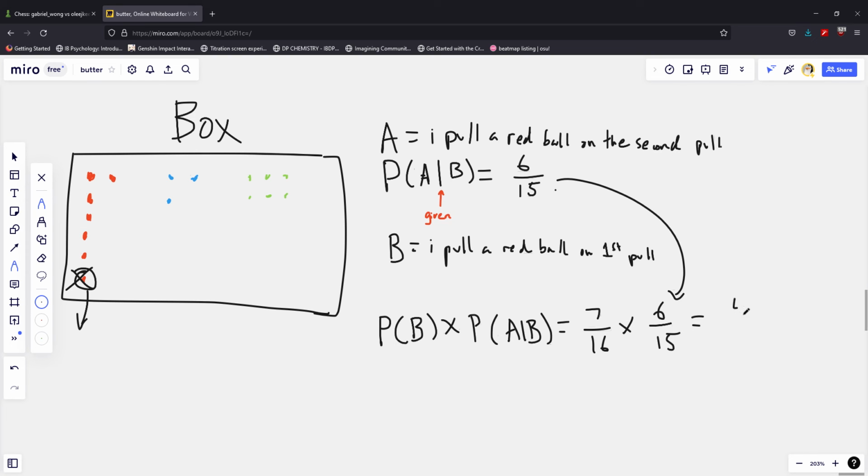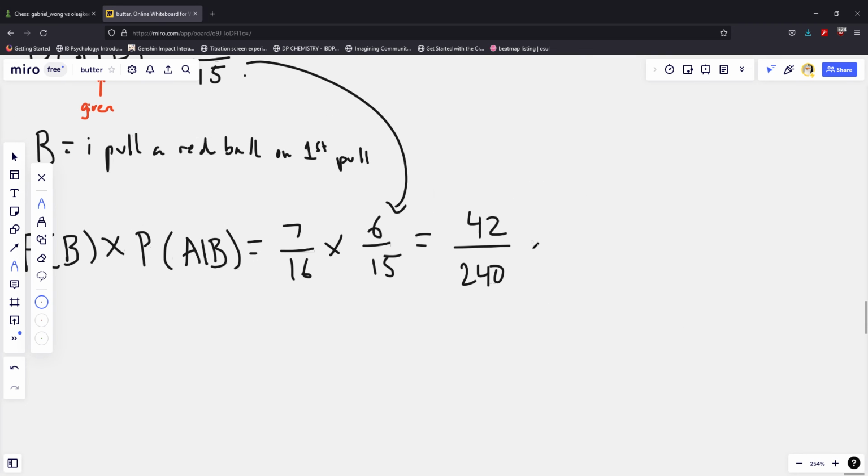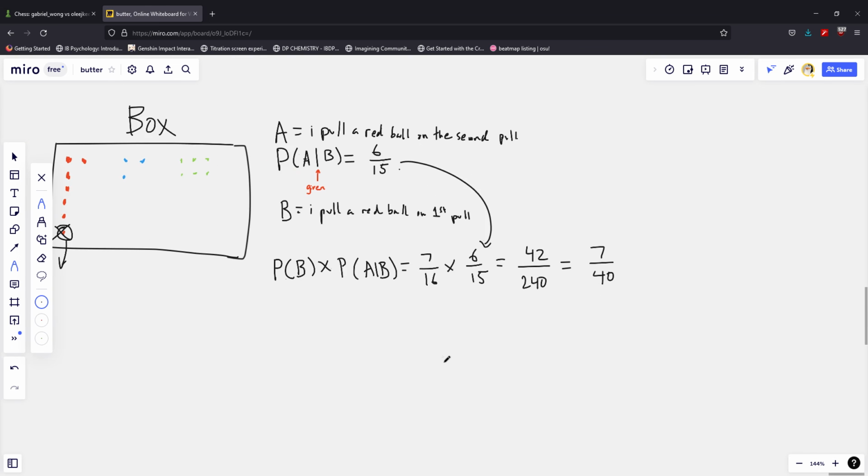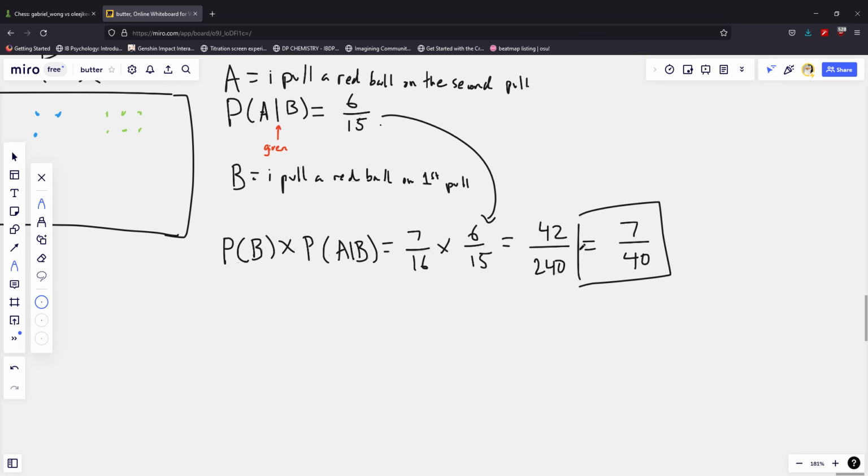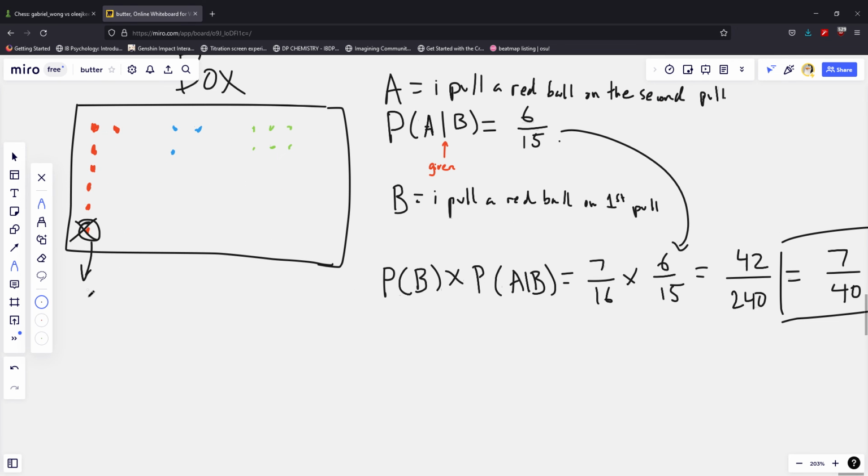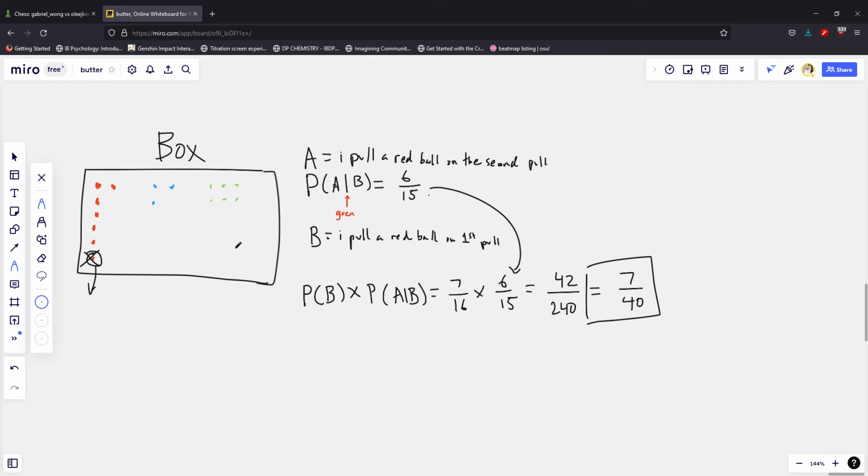So 7 times 6 is 42. 15 times 16 is 15 times 15 plus 15, which is 240. And this is going to simplify, dividing by 6, to 7 over 40. So this is the probability that first I pull out a red ball, and my second ball is also a red ball.